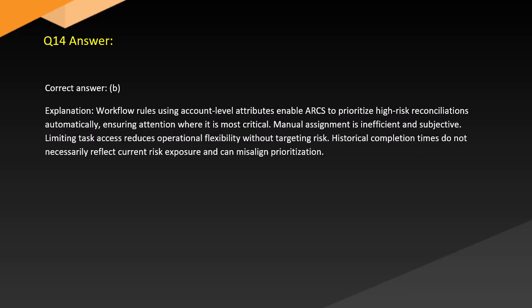Answer. Correct answer: B. Explanation. Workflow rules using account-level attributes enable ARCS to prioritize high-risk reconciliations automatically, ensuring attention where it is most critical. Manual assignment is inefficient and subjective. Limiting task access reduces operational flexibility without targeting risk. Historical completion times do not necessarily reflect current risk exposure and can misalign prioritization.